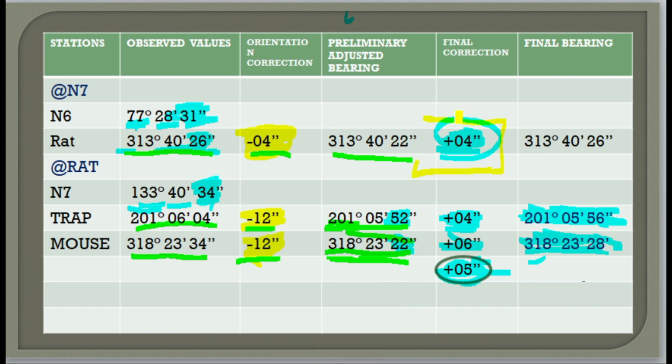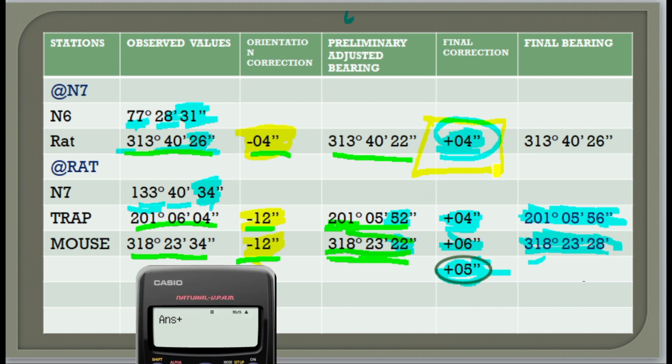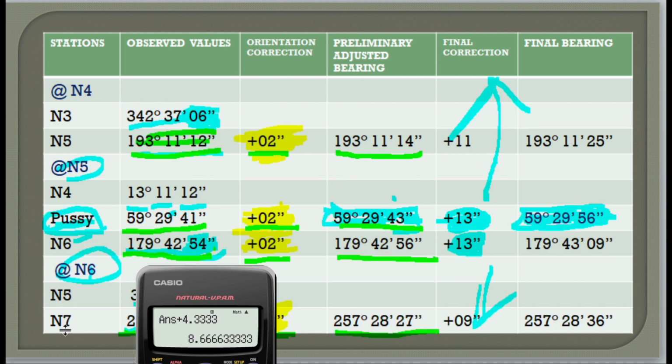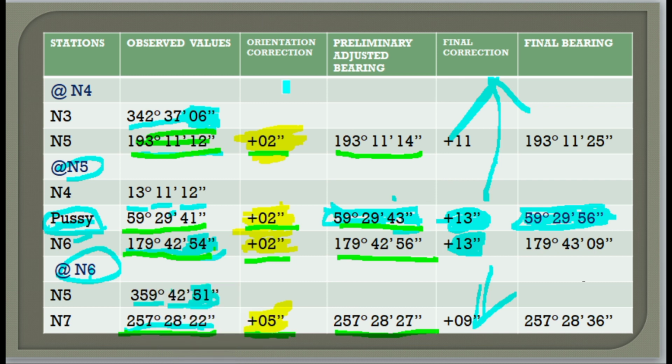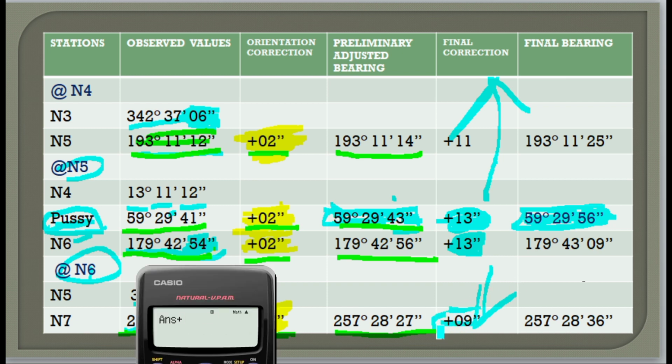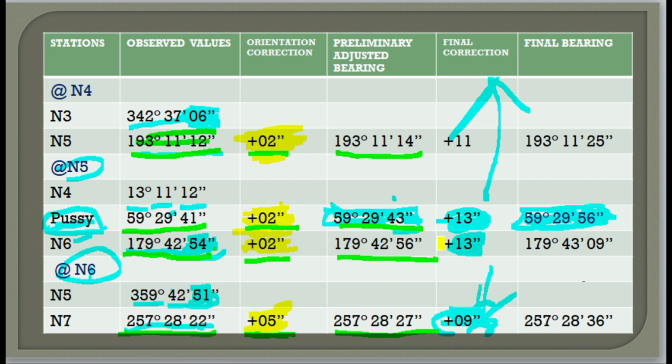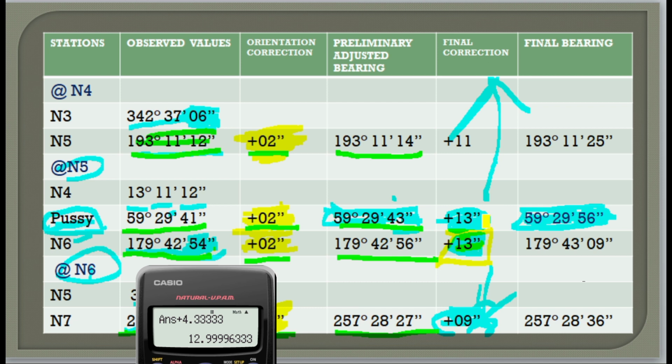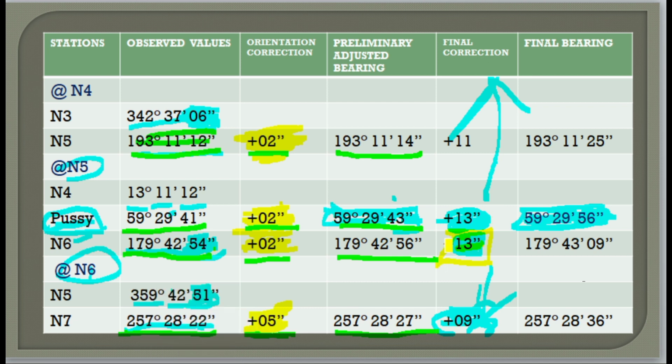So the final correction that we have rounded off is 4.33, and then we move on to our next station. We add 4.33 to 4.33, we get 8.66, rounded off we get our value as 9 seconds. The same is done in order for us to make sure that we have the correct final. We prove if that value is correct, that it will return to 13. So again we add 4.33 and our answer becomes 13.